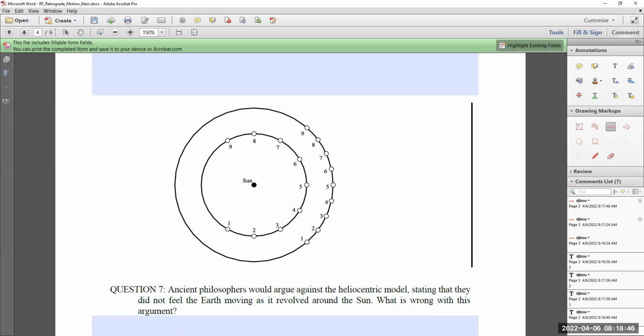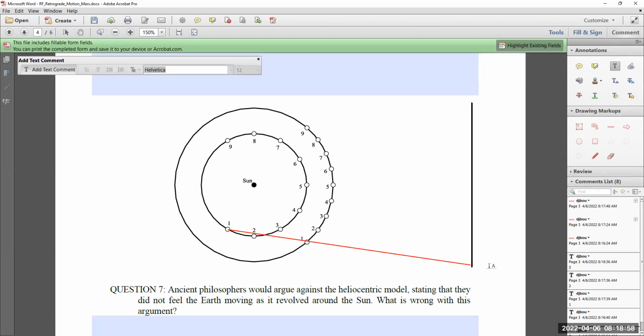So from 1 to 1 now. So this is the position 1. This is how it looks like against the background stars, I'm sorry. And this is position 2. So again, I'm on Earth looking at Mars. Okay. Earth moves, Mars moves.